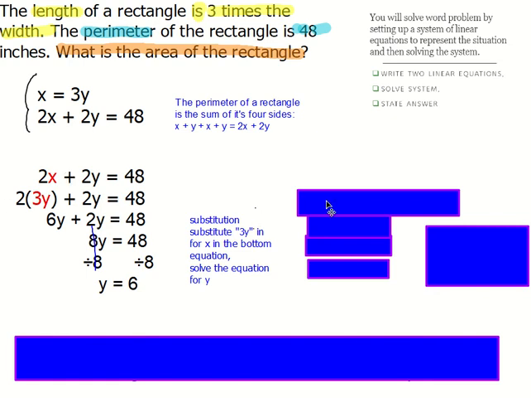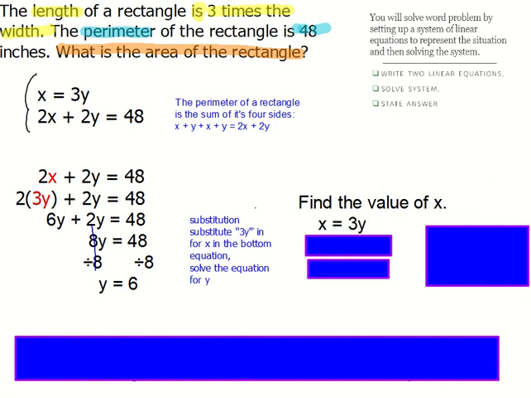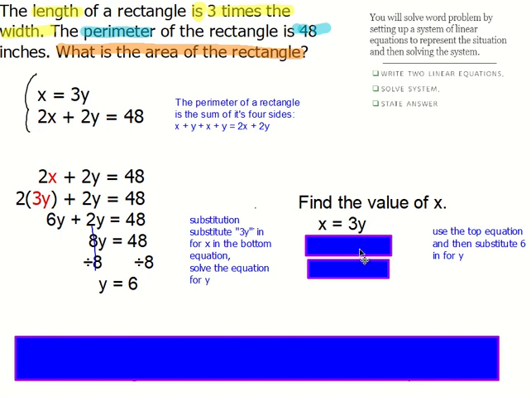So now we have to find the other measurement, the x. So to find x, you have to pick one equation. I'm going to use the top equation for this problem. X equals 3 times y. Well, we already know y is equal to 6. So substitute 6 in for that y. So x equals 3 times 6. 3 times 6 is 18. So x equals 18. So the length is 18, the width is 6.